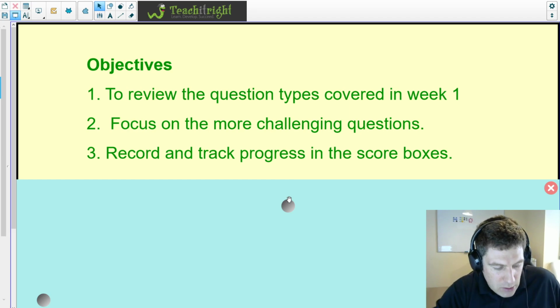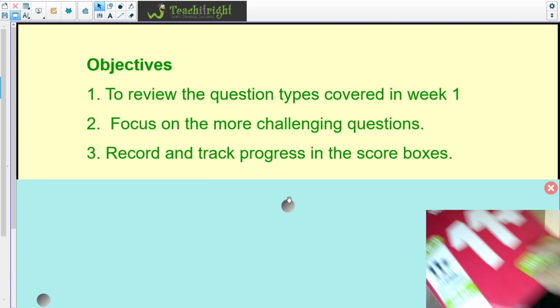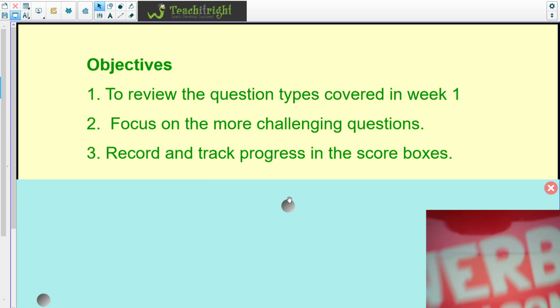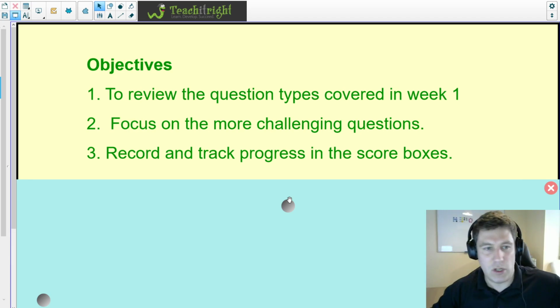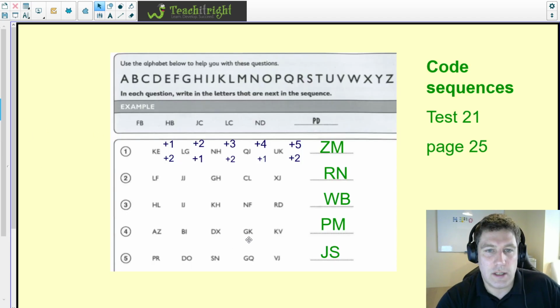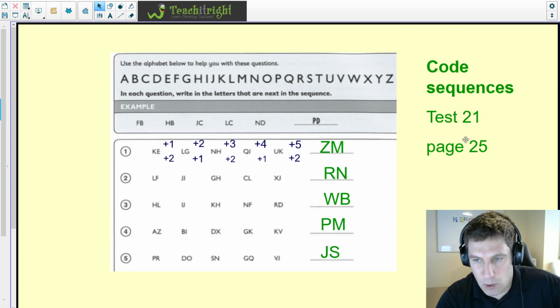I'm just going to hold it up for you. This is the verbal reasoning book that you need to have, that red one. Make sure you've got that one to hand. The first test that you would have completed for your homework was code sequences, test 21, page 25. So please make sure you've got your book open.